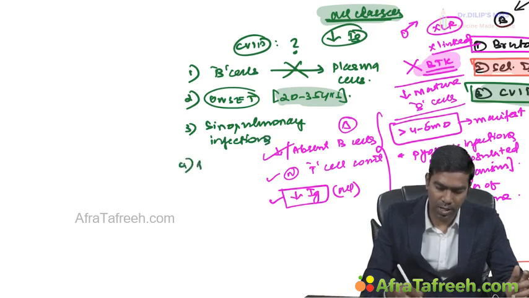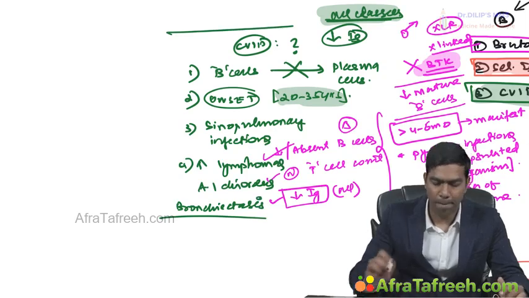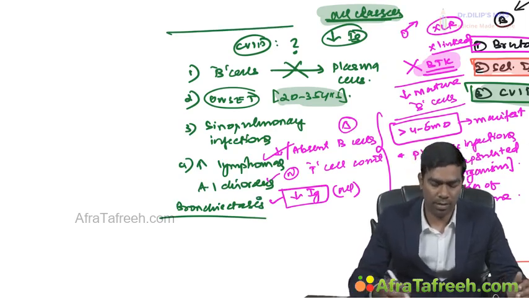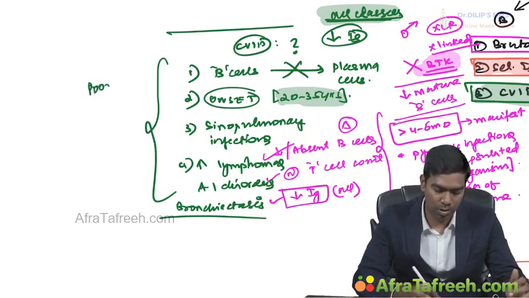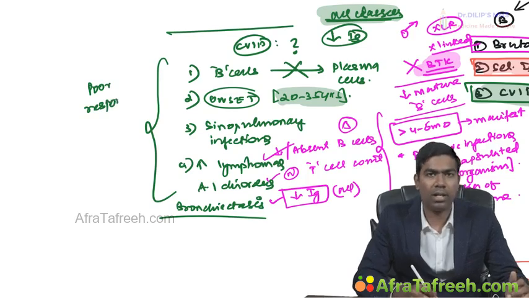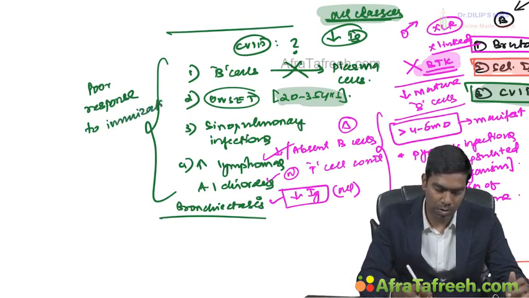The patient also has a very high risk of lymphomas, autoimmune disorders, and bronchiectasis. And one more clue the examiner might give in common variable immunodeficiency is a poor response to immunization, which means a child that is growing will be completely normal, yet with poor response to immunizations.